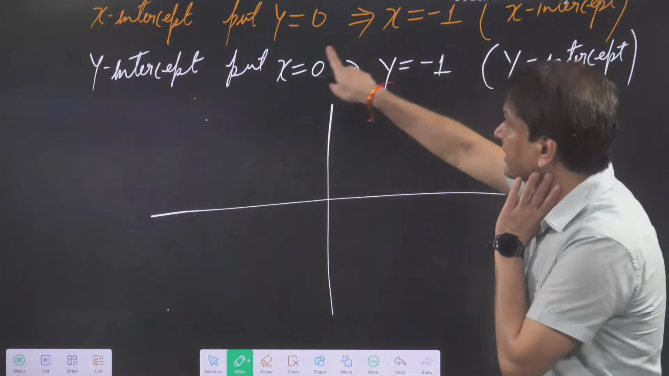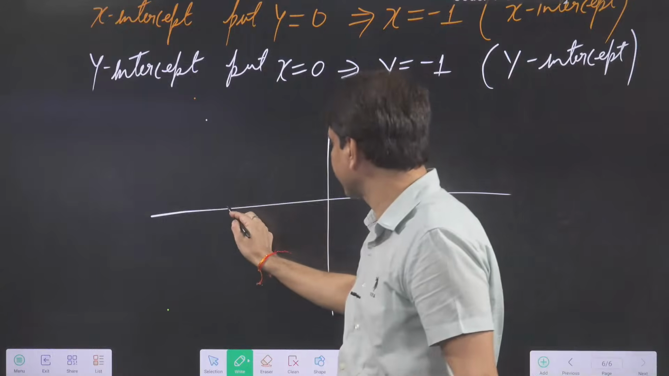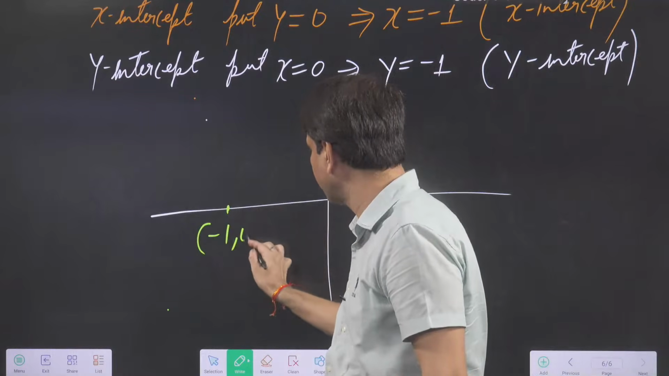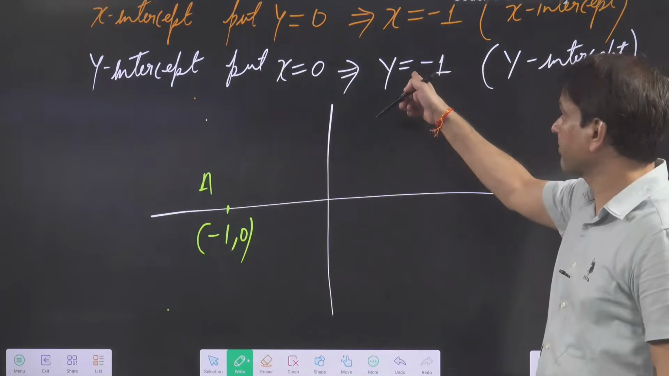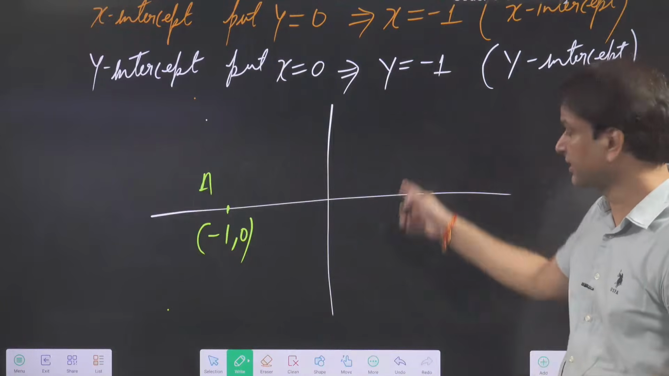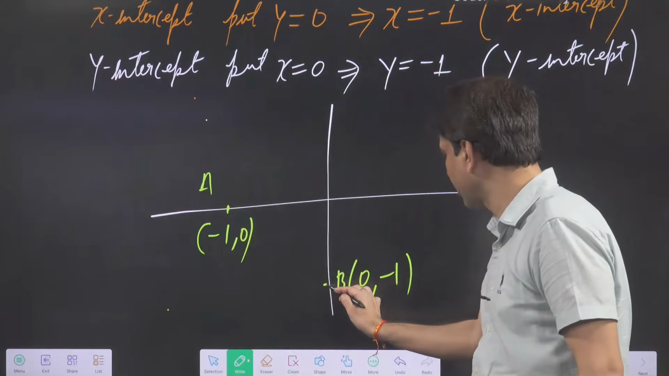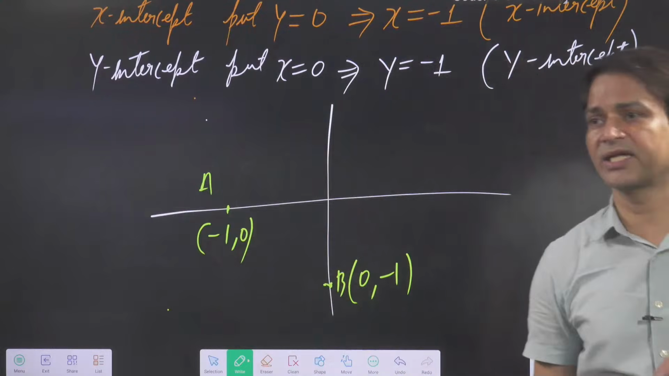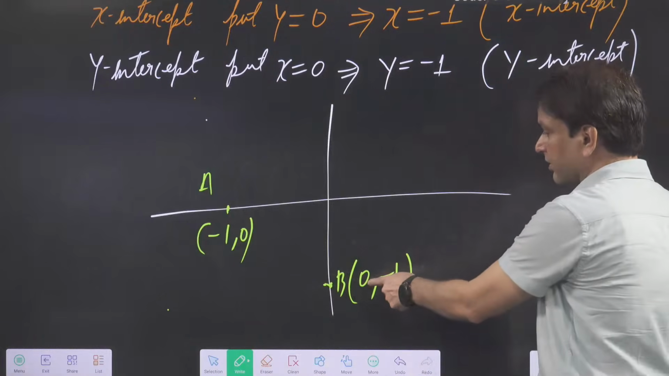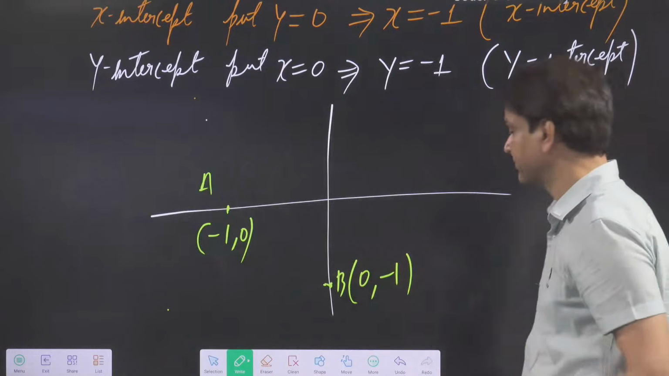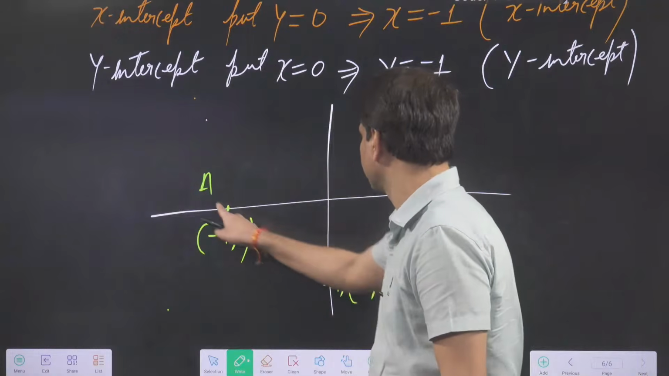So the x-intercept, what did I get? -1. This means this line is cutting the x-axis at (-1, 0). One point I got. What is the y-intercept I got? -1. It means this line is cutting the y-axis at the point (0, -1). So this line is cutting the x-axis at (-1, 0) and the y-axis at (0, -1). 0 why? Because first we have to write the x. Now join them, you will get the straight line. Join them.